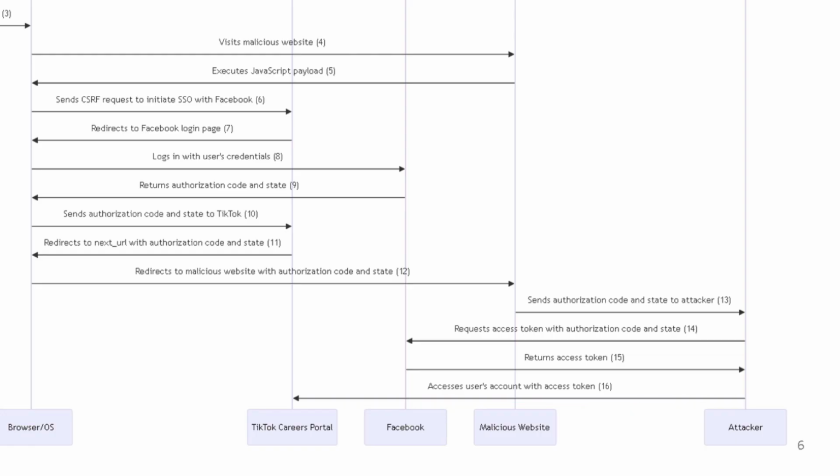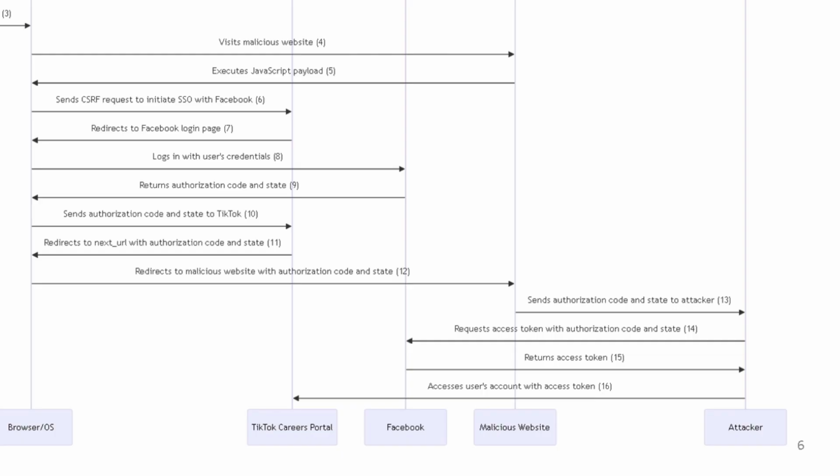The access token is also appended to the next URL parameter that was specified by the attacker in the initial request. The TikTok careers portal redirects the user's browser or operating system to the next URL parameter, which is not validated by TikTok and contains the malicious link. The redirection also includes the authorization code, state value, and the access token as a query parameter.